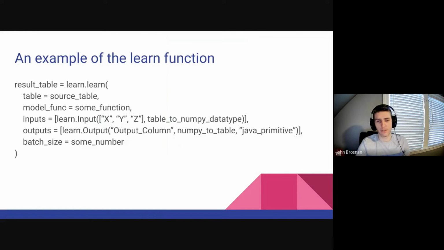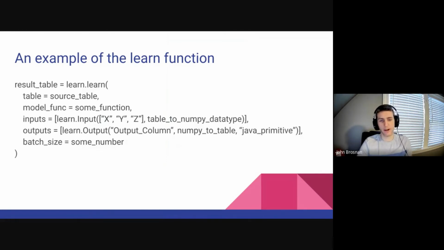And each learn.input takes a subset of columns. In this case, I've used as an example columns X, Y, and Z. And then that second argument is a gather function, which I'll go over shortly. That gather function will specify the rows and columns that Deephaven Learn will take from the table.